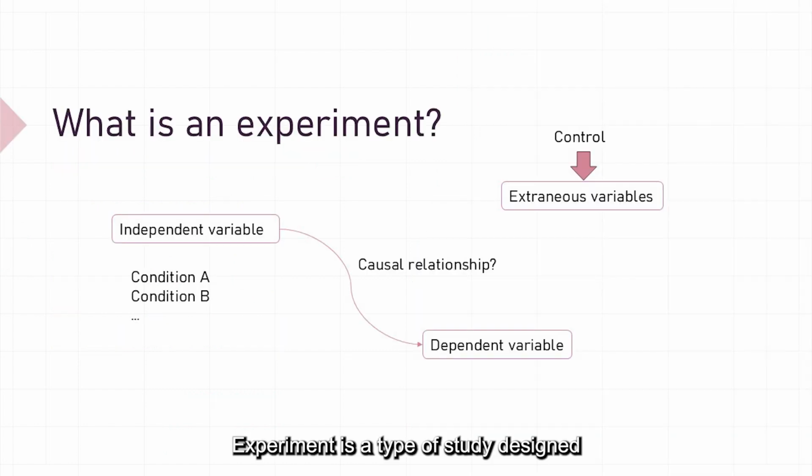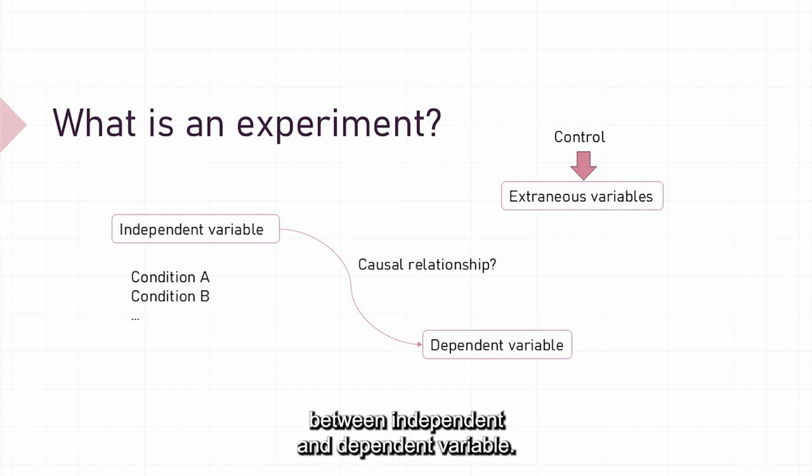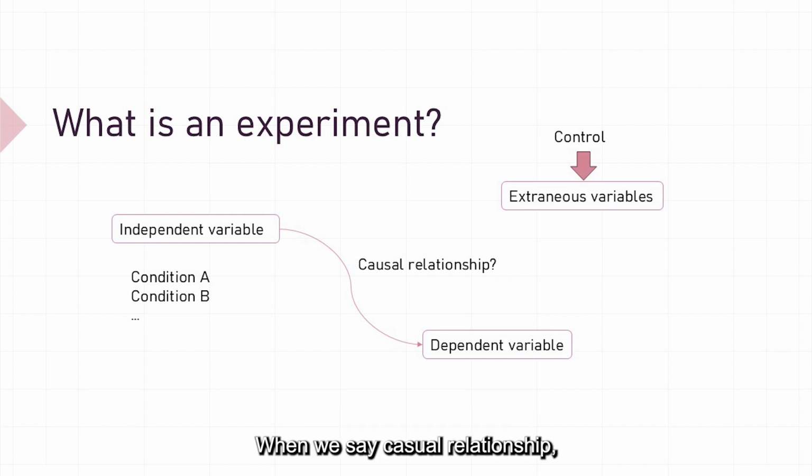An experiment is a type of study design that is used to answer the question of whether there is a causal relationship between an independent and a dependent variable. When we say causal relationship, we mean that changes in one variable, called the independent variable, cause changes in another variable, called the dependent variable. Why is the dependent variable called dependent?